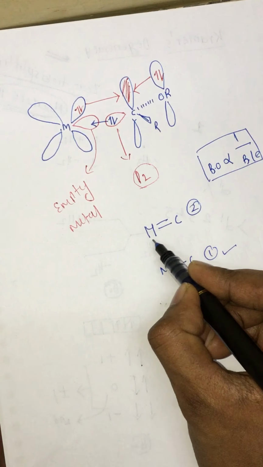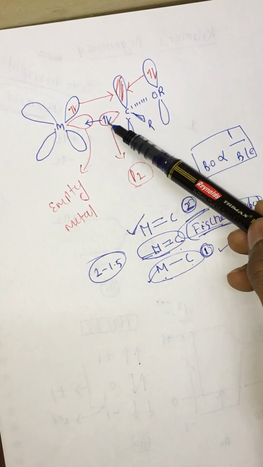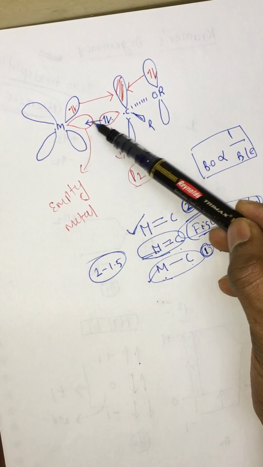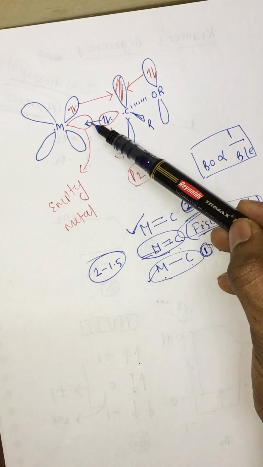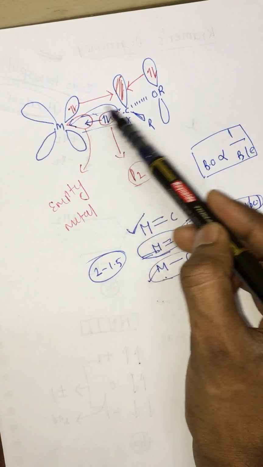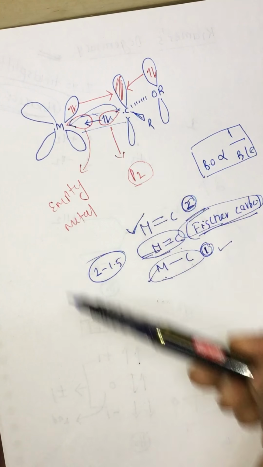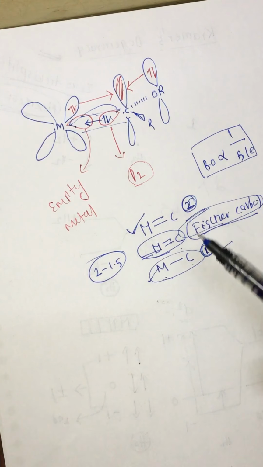Why is this bond order decreasing? Because here we can see that some electron density is transferring from the carbon to the metal. That means it's supposed to be a double bond here, but some electron density is given from the carbon to the metal. That means the bond order is also decreasing. So this is the reason why in the case of Fischer carbene, M double bond C has a more bond length compared to free M double bond C, I mean.